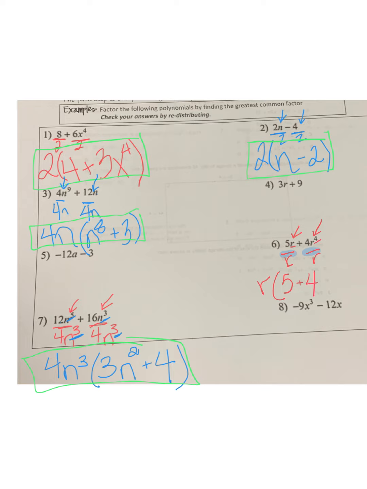Here, this one has 4 r's. We're taking 1 r out. How many are left? 3. All right. Hopefully this helps. Remember, whenever you're taking the numbers out, you're just dividing, right?